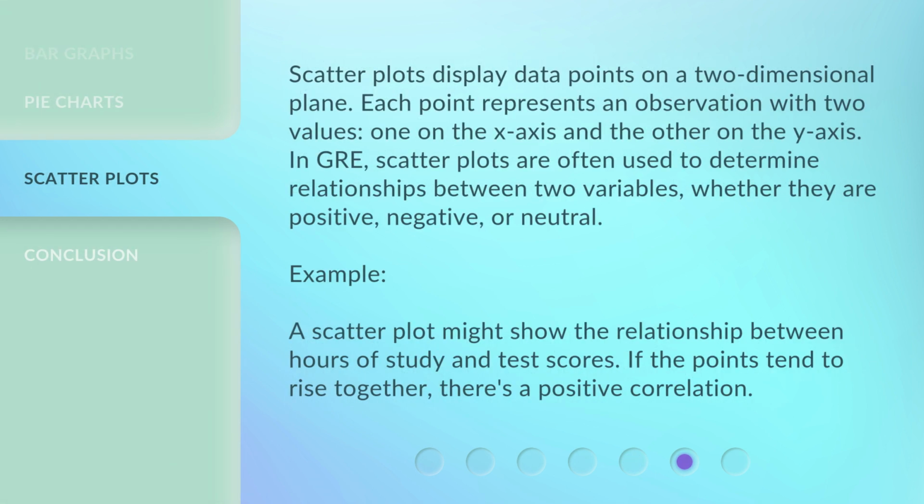Scatter plots display data points on a two-dimensional plane. Each point represents an observation with two values, one on the x-axis and the other on the y-axis. In GRE, scatter plots are often used to determine relationships between two variables, whether they are positive, negative, or neutral. Example: a scatter plot might show the relationship between hours of study and test scores. If the points tend to rise together, there's a positive correlation.